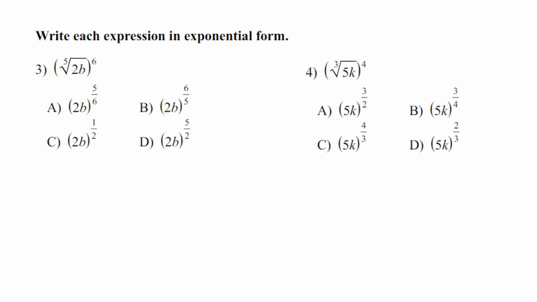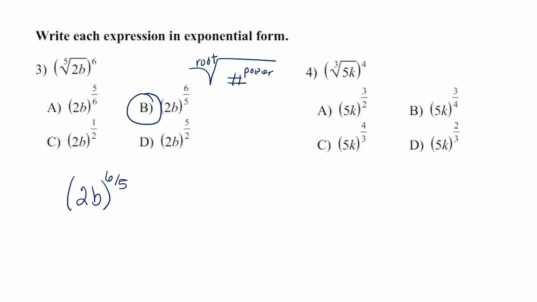All right, this time we're going back into exponential form. So whatever is inside the radical's little hook, that is your root. Whatever you have up here, under the root, will be the power. So the entire term 2b is under the radical, so that would be 2b to the power of the power over the root, so to the power of 6 over 5. So 2b to the 6/5 should be example 3's answer.